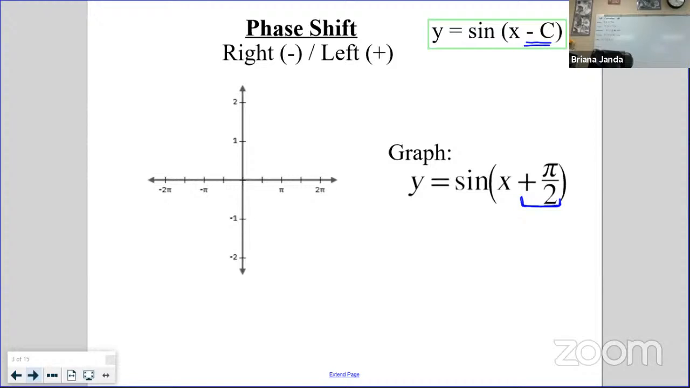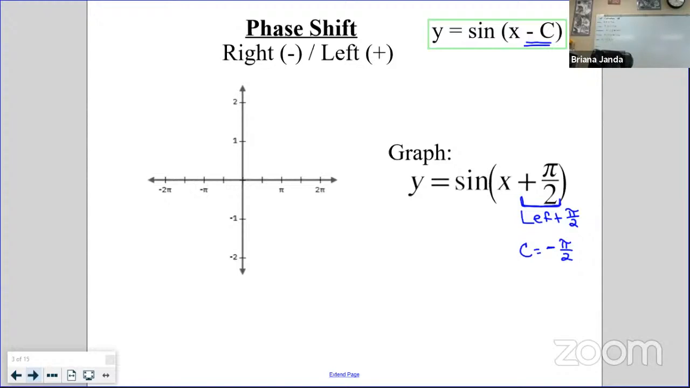What we need to understand again is inside is always opposite, so that's actually going to move us left pi over 2. Now, sometimes you will be asked to identify these letters A, B, C, and D. You can't use the words left and right when you do that. So to indicate left, we would actually say negative. Your C or your phase shift is actually negative pi over 2 because in the function there's already a negative. So the negative is why it is a plus when we see it.